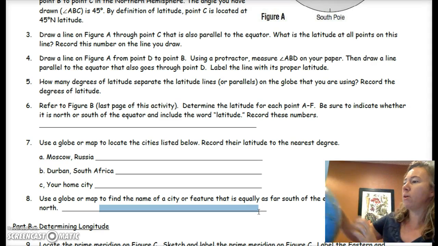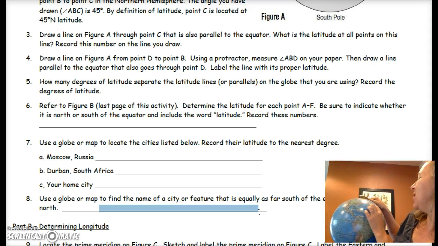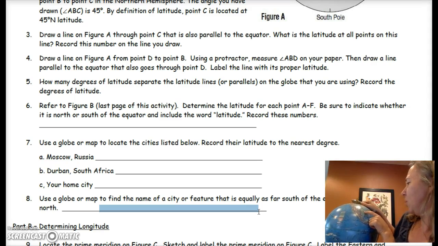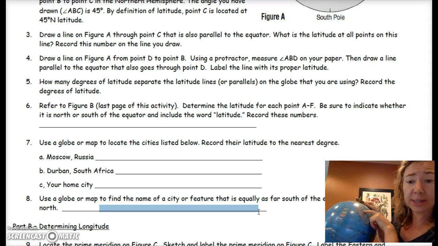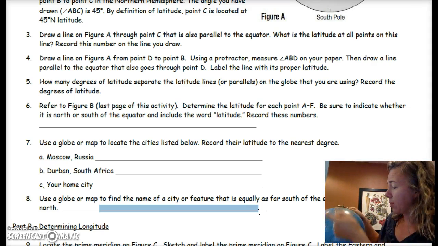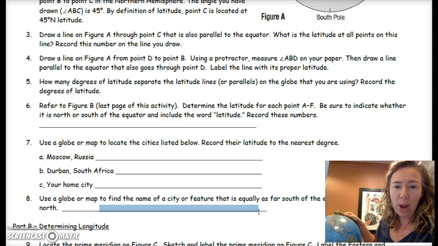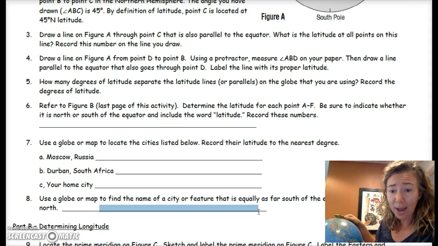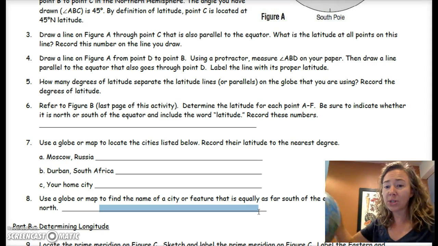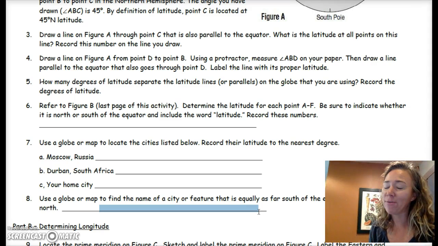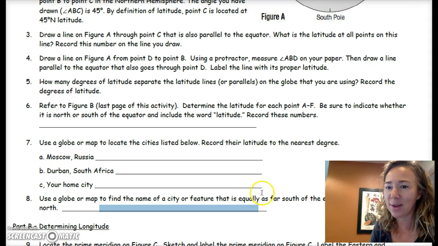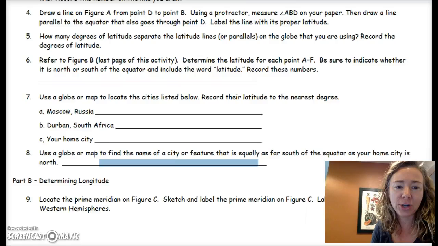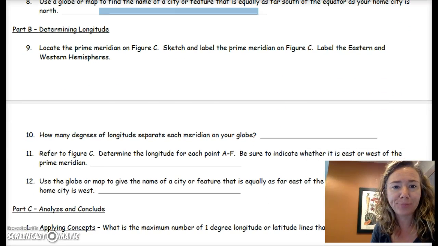So for example, if we find Colorado, based on the globe that I've got, it depends on how detailed it is, we're somewhere around 40 degrees north. Then I want to find something that's 40 degrees south, so it's equally far south as we are north. Now, when we talk about climate and weather, we're going to find that there are some correlations. There's a lot of people that live in my hometown here, and if we go to a city that's equally far south, depending on factors like how close it is to the ocean, we're going to experience some similar weather.